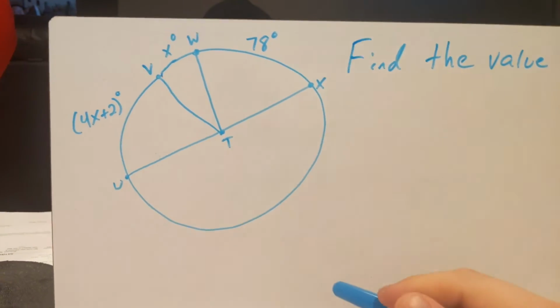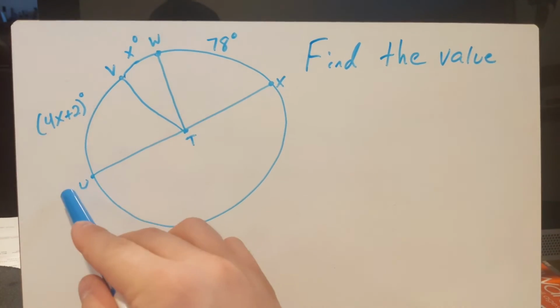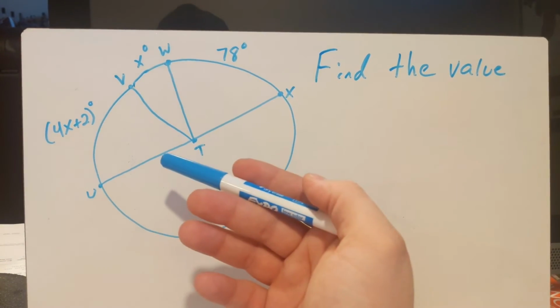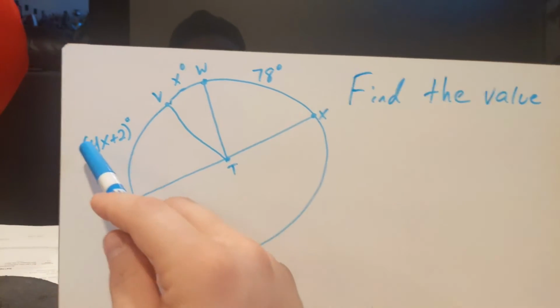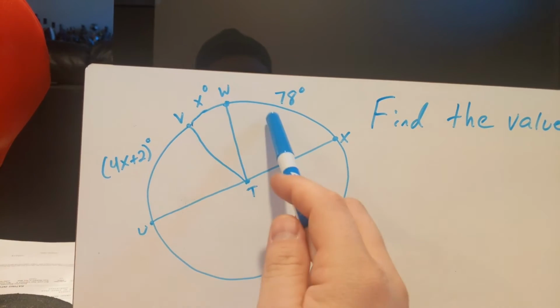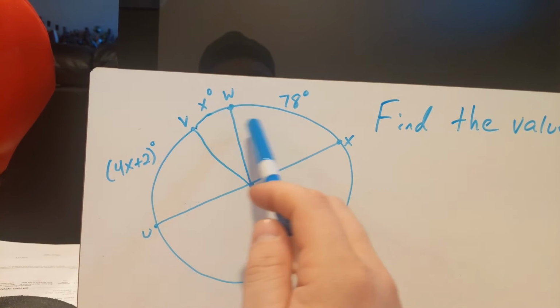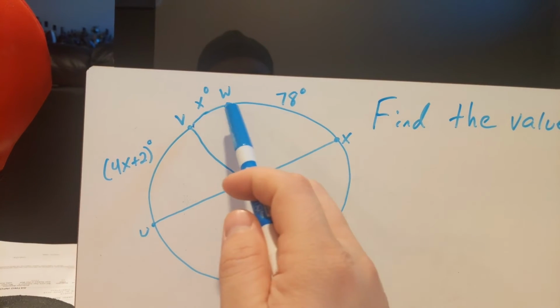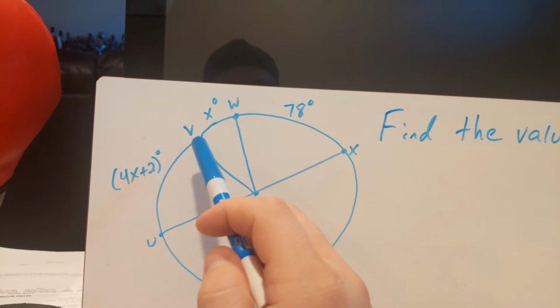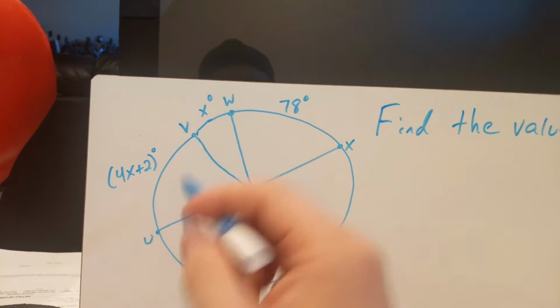But in this case right here, you see UX is a diameter. They're trying to find out what x equals here. We know all of these arcs: the arc WX is 78, VW is x, and VU is 4x plus 2.